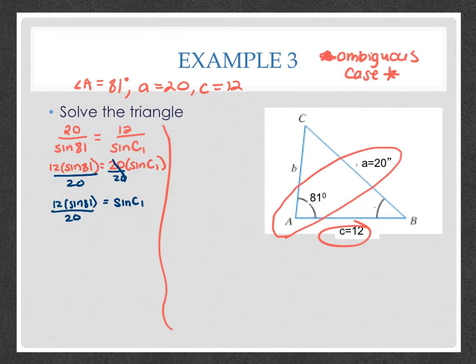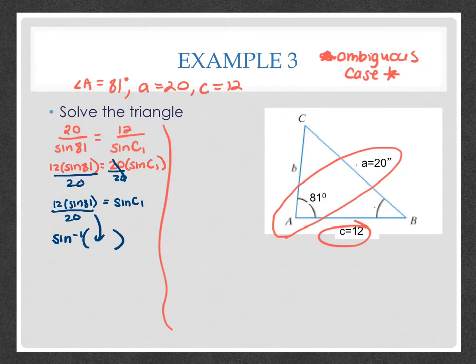So 12 sine 81 divided by 20, and I get 0.5926 and so on. Is that angle C? No, it's the sine of angle C. So if I give you the sine and I want the angle, what do you have to do? Turn it into the angle. How? Other way around, right? The inverse sine. So I'm going to do sine to the negative 1 of whatever I get from here, not rounded.